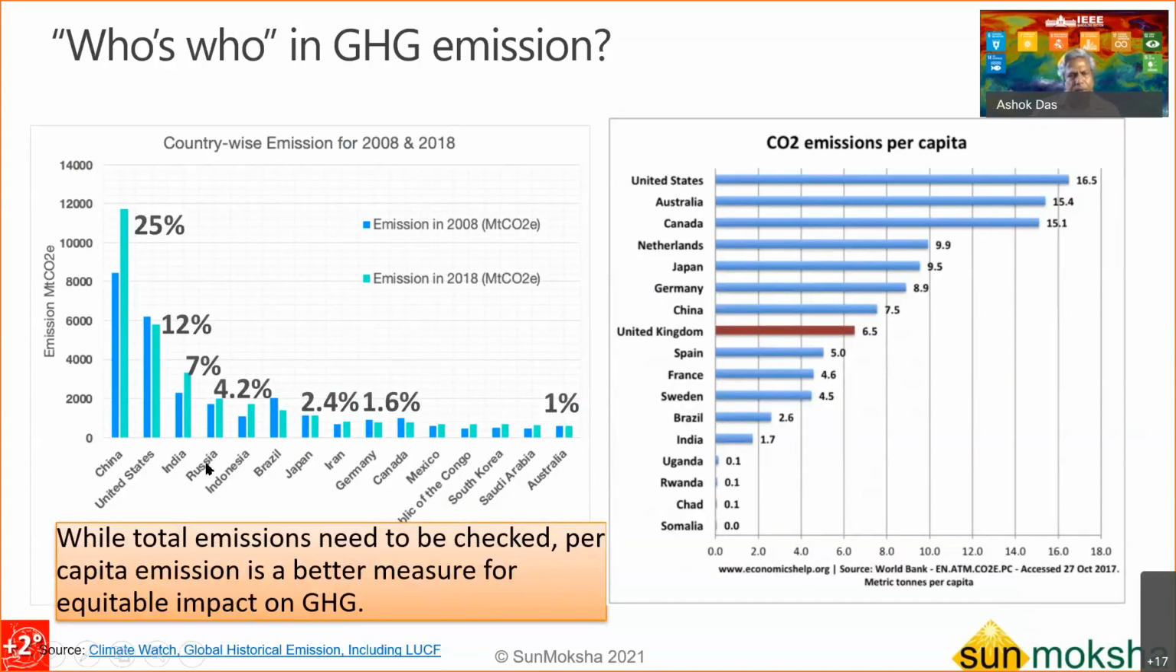Another measure, a better measure though, is per capita emission. If you look at per capita emission, then you will see most of the developed nations are way, way higher than the developing nations. India is way low compared to US, Australia, Canada, even Japan, Germany, etc., and the UK.